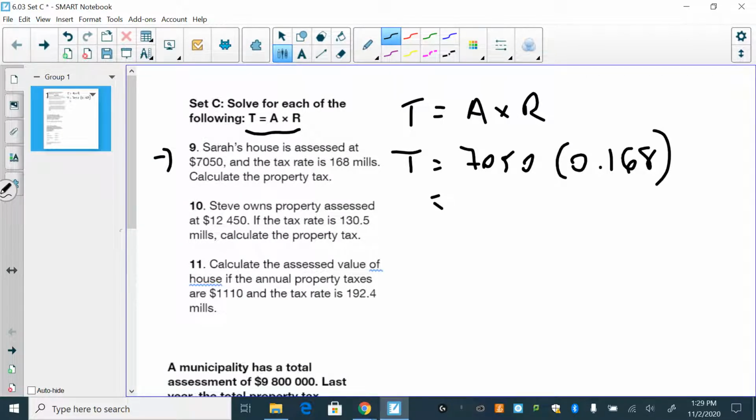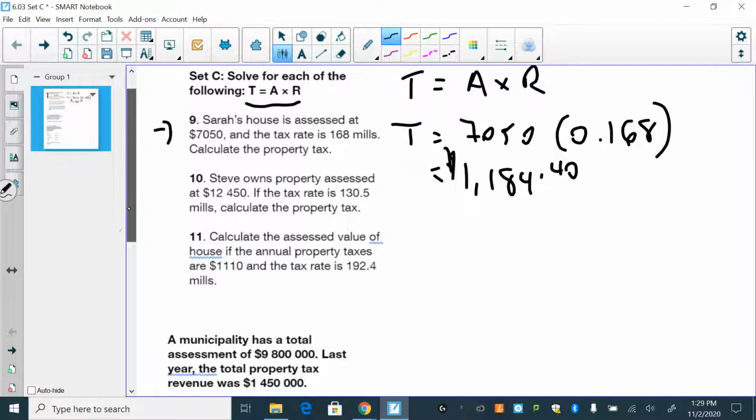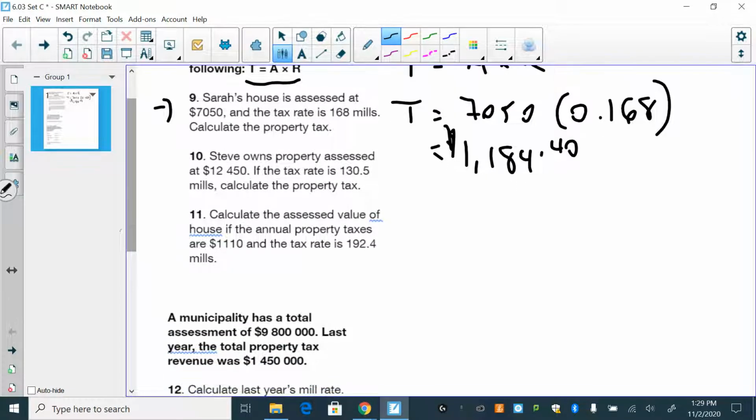So that's all you're plugging in, and then you're just going to multiply that on your calculator. So 7,050 times 0.168, and you get $1,184.40. So that's what you would be taxed on that property. Okay, so let's look at number 11.